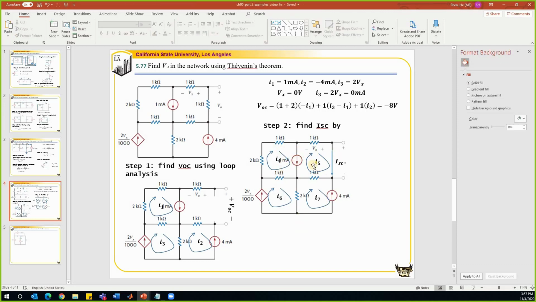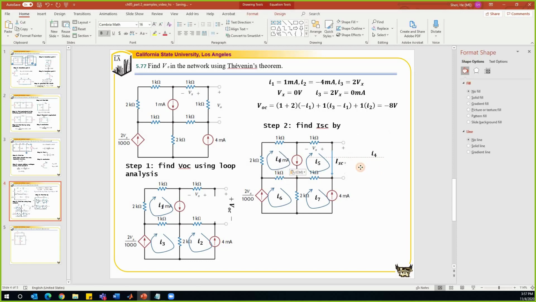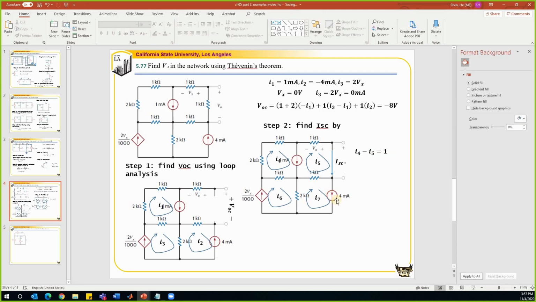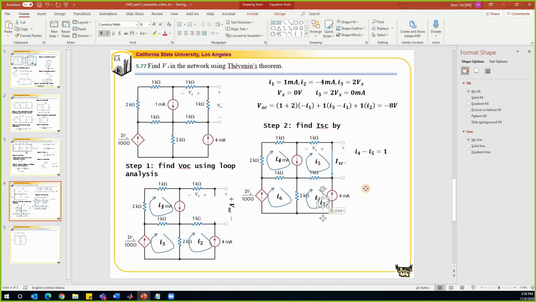The first equation that we have is about these two meshes. These two meshes give us one constraint, which is I4 minus I5 is equal to 1 milliamp. The current in this loop, I7, is equal to negative 4. And the current in this mesh, I6, is equal to 2Vx.